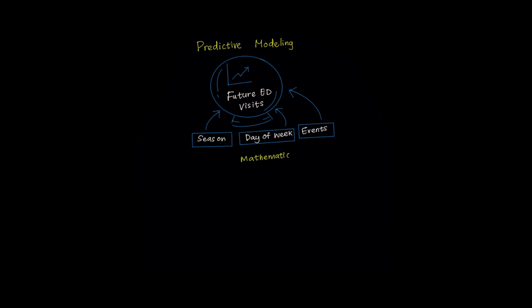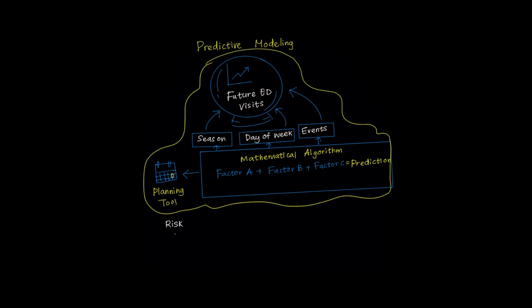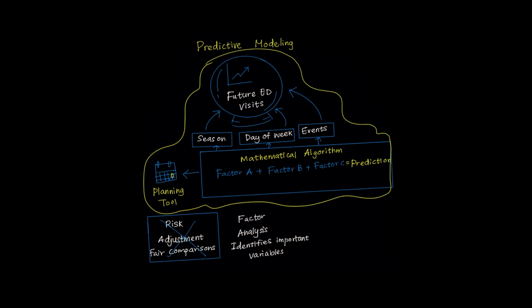It takes all those different factors, sometimes called predictors or independent variables, and combines them using statistical formulas to calculate probability outcomes. This is incredibly valuable for planning, like knowing you'll probably need extra staff during flu season or on Friday nights. Risk adjustment is different. It's about making fair comparisons between different hospitals or units by statistically controlling for differences in patient complexity. Factor analysis helps you figure out which variables in a huge dataset are actually important and which ones you can ignore to simplify your analysis.